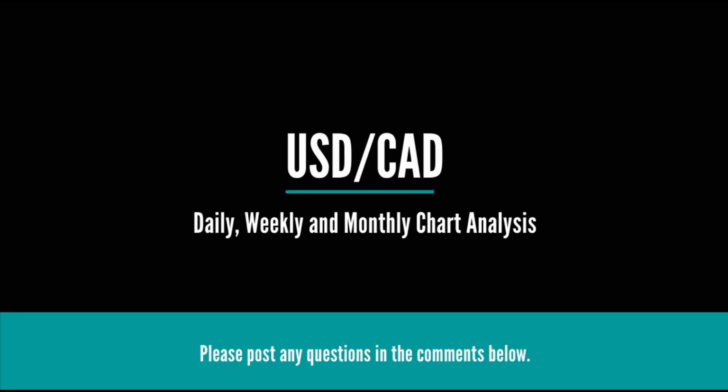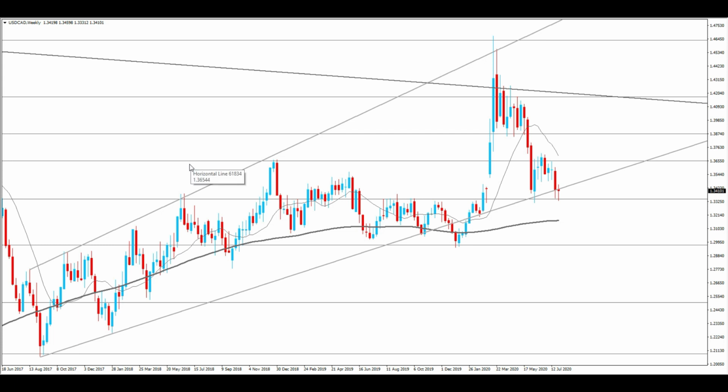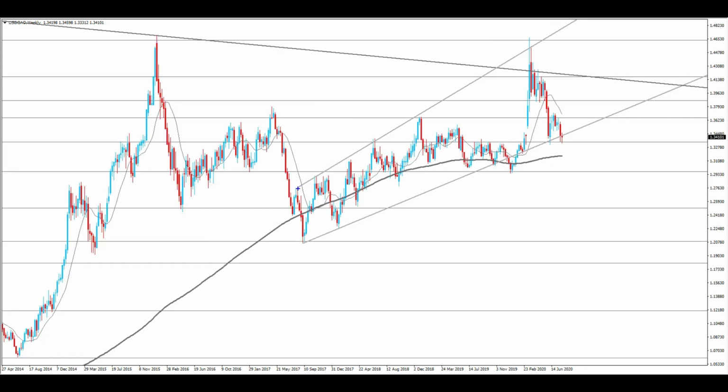Okay, so let's take a look at USD CAD now. I'm going to start with the weekly chart for USD CAD. You can see that we are in this upwards trend. We have this ascending channel pattern with prices making those higher highs and those higher lows. So we're expecting price to continue in that upwards direction.